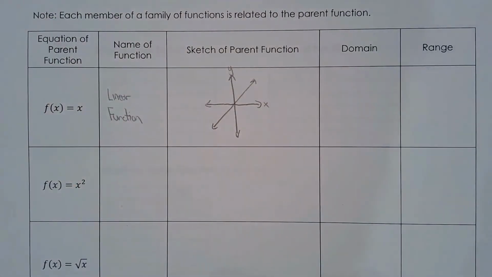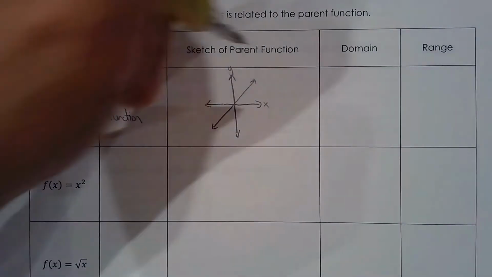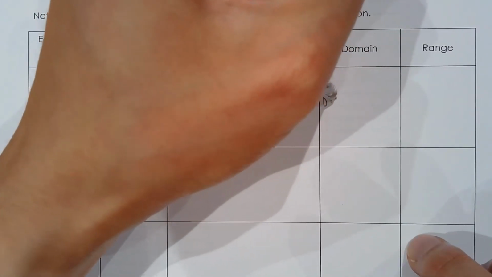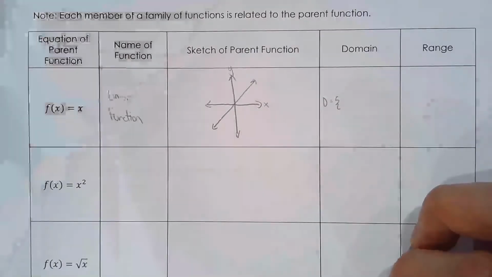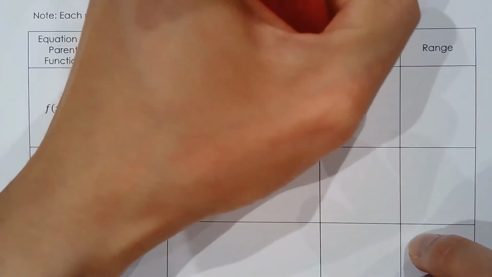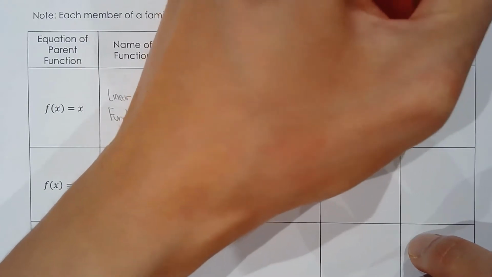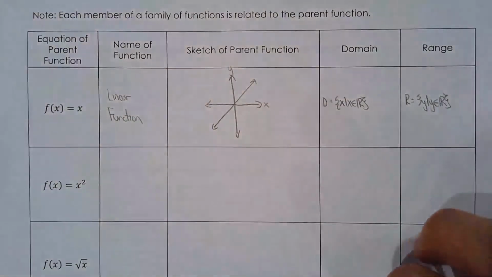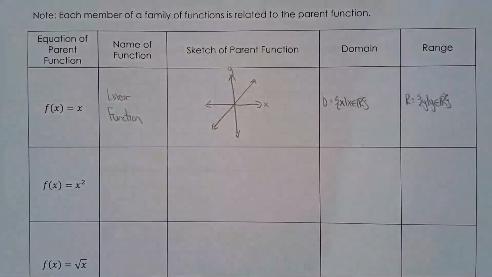Domain, all real numbers. Range, all real numbers. We're probably not going to transform the linear function because it's really not that exciting.